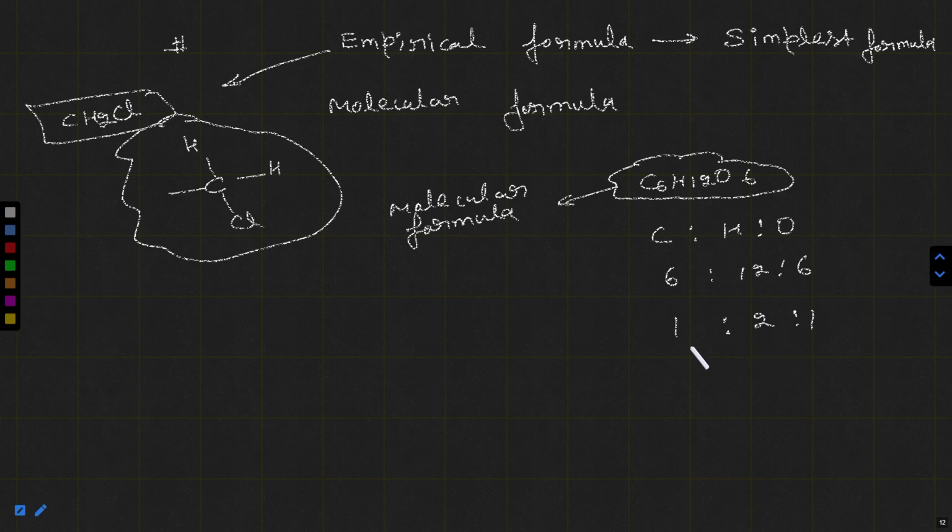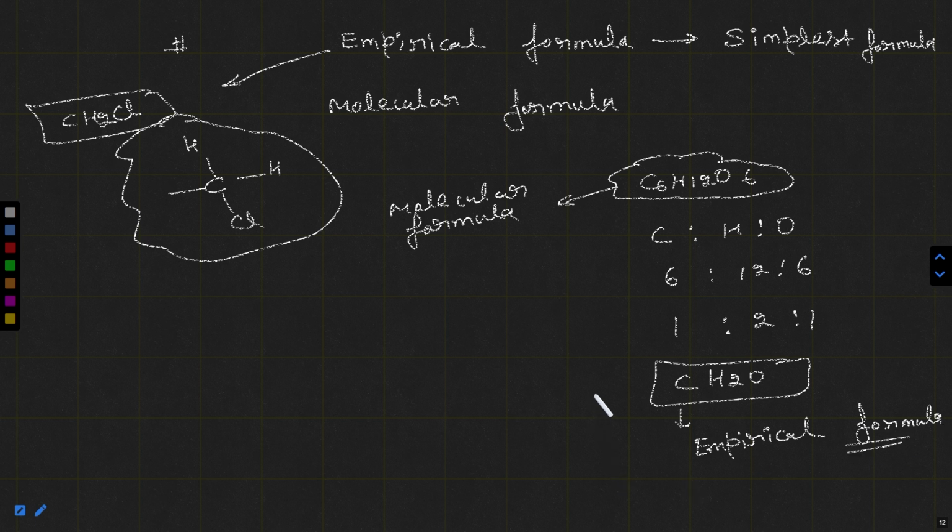If I go with the simplest ratio, because empirical formula is nothing but the simplest formula, the simplest ratio will be carbon 1, hydrogen 2 and oxygen 1. This is the simplest ratio, CH2O. So this is the empirical formula of glucose. What is the relationship you can observe here between the molecular formula and empirical formula?